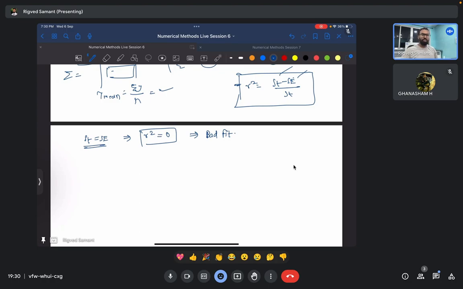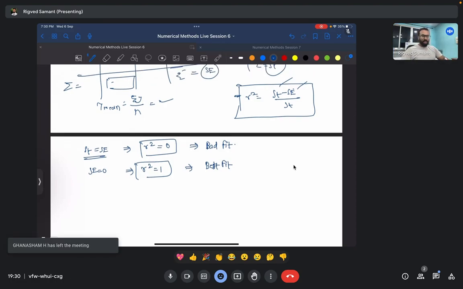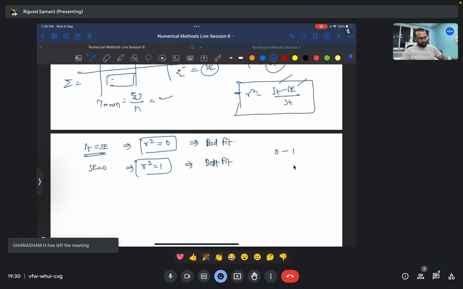And similarly, if your R square value would be equal to 1, then it will be the best fit. And when will your R square value be 1? When this SE will be equal to 0, right? So SE will be equal to 0 at that time. That is your best fit. Okay, so you will get one value between 0 to 1.